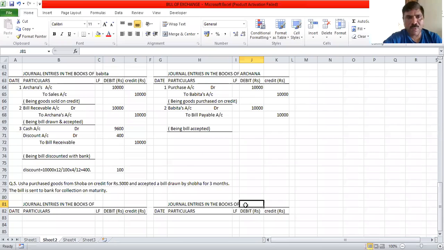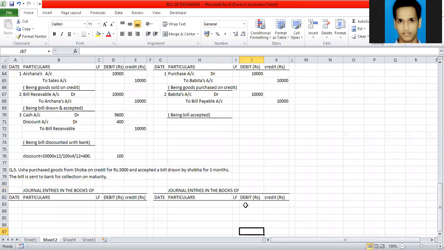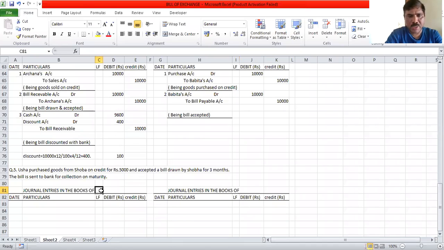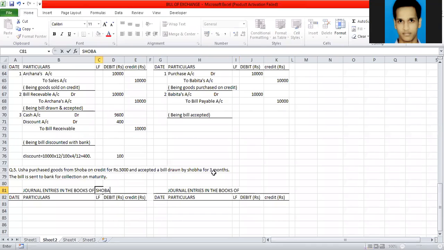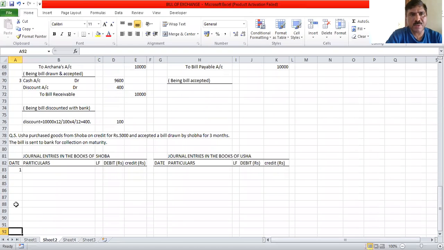First of all, here, who is the buyer, who is the seller? Shobha is the seller and Usha is the buyer. Seller is known as drawer. This will be Shobha. Then who is Usha? The drawee. Okay, fine. Again, first entry, goods sold on credit, because the seller is selling the goods.